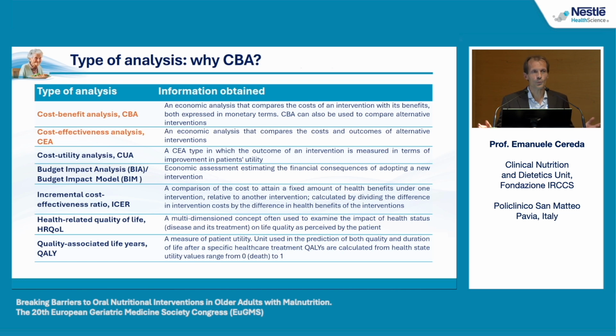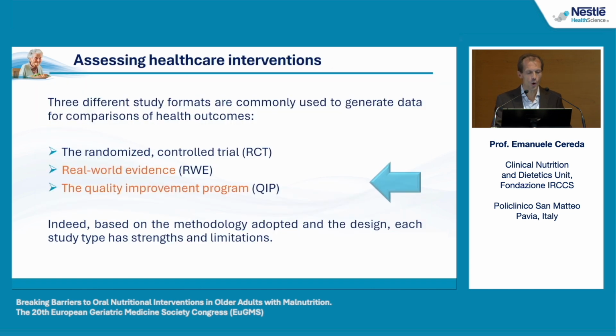The overall benefit should be perceived over several health outcomes, quality of life, and not only the rate of infection, mortality, length of stay, and so on. We have different studies to address the issue of health economics, particularly the cost-benefit analysis. These are randomized trials, but even more important, real-world evidence studies and quality improvement programs. Indeed, they are different studies because they have strengths but also have limitations.